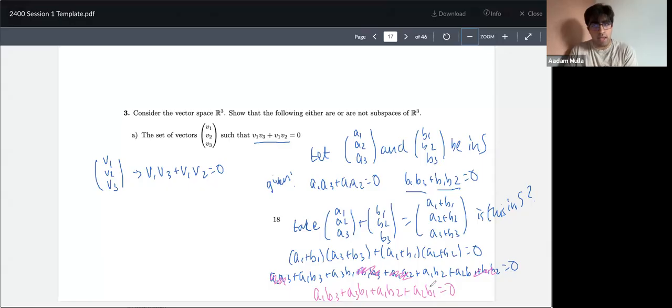We'd be very lucky if this happens, right? We have no constraint on A1 and B3 to make this happen, or A2 and B1, right? So this is not a vector space because there's no guarantee that this is going to be true. So going back, there's no guarantee that this guy is in S. Which means that you're taking two things in S, adding them, and the result is not guaranteed to be in S. So this is not a subspace.